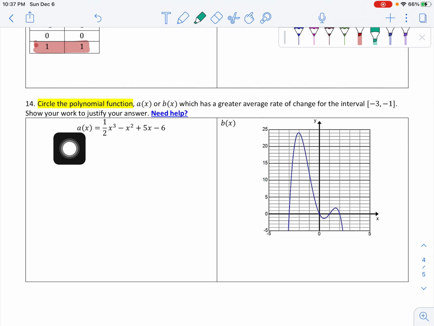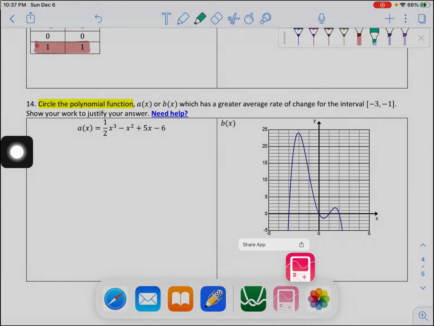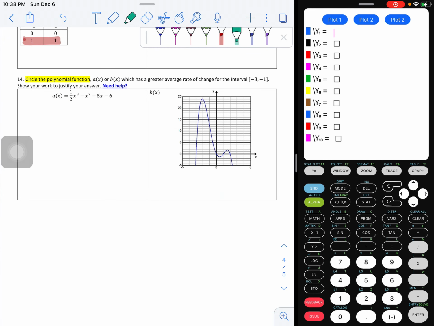Let's take a look at 14. Same kind of question. We've got this function over here, a of x, and we have this function over here, b of x, labeled right here. And again, we want greater average rate of change, but this time we're looking for the interval -3 to -1. I'm going to start with a of x here, but this time I'm going to show you how to use the TI-84. Again, it's totally up to you which one you want to use.